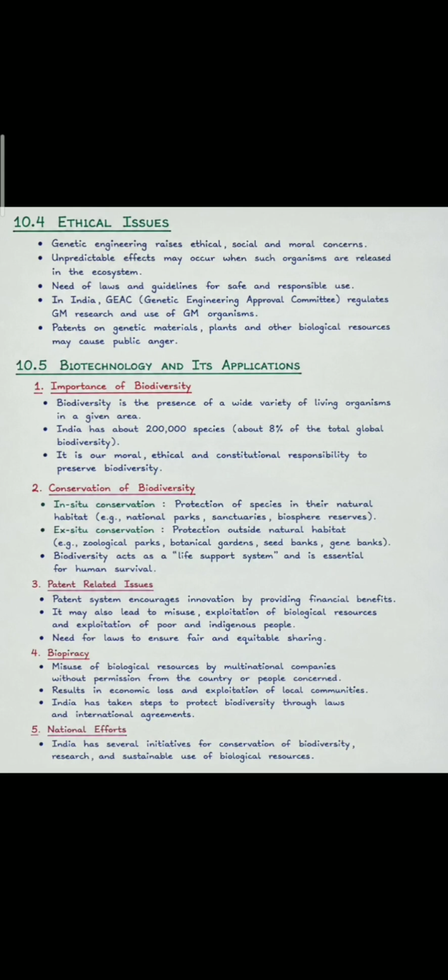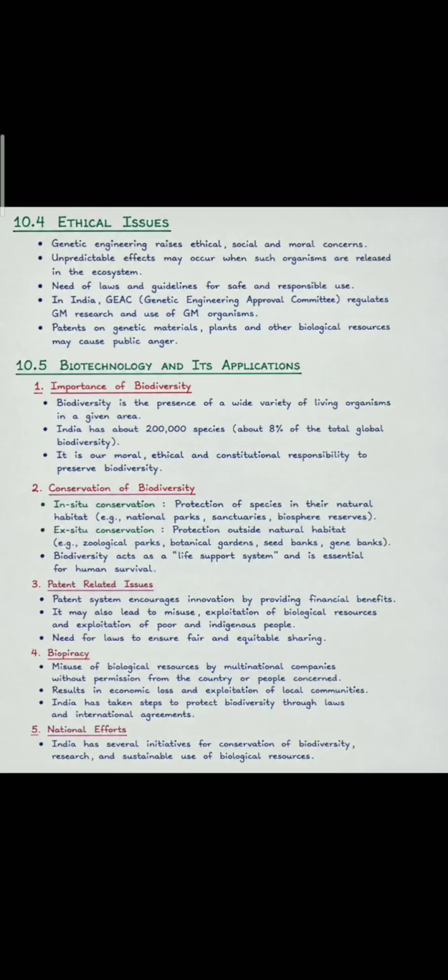Next one is conservation of biodiversity. Protection of species in their natural habitat, for example national parks, sanctuaries, and biosphere reserves, and protection outside the natural habitat, for example zoological parks, botanical gardens, seed banks, gene banks, and the like. Biodiversity acts as a life support system and is essential for human survival.